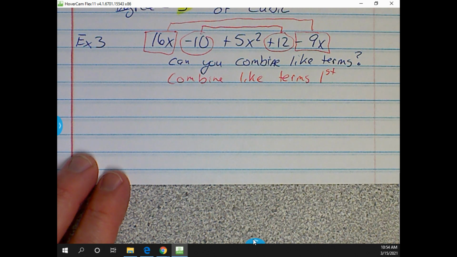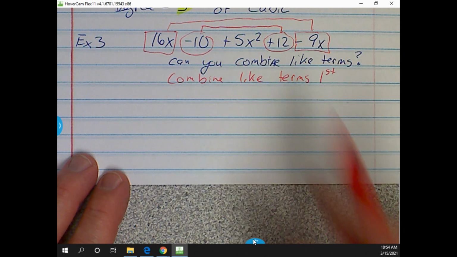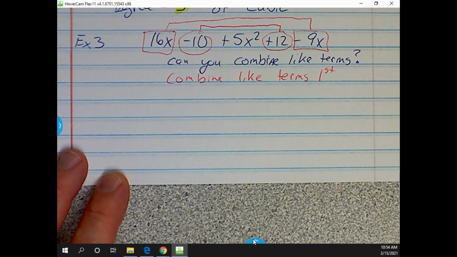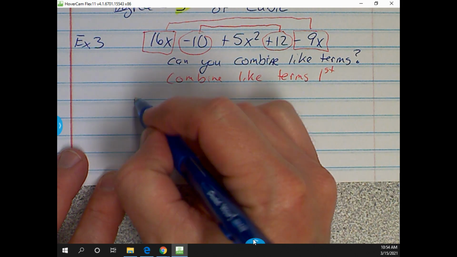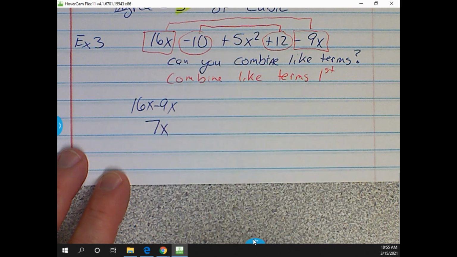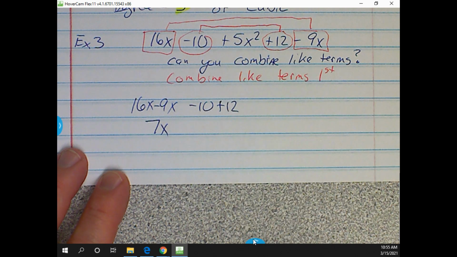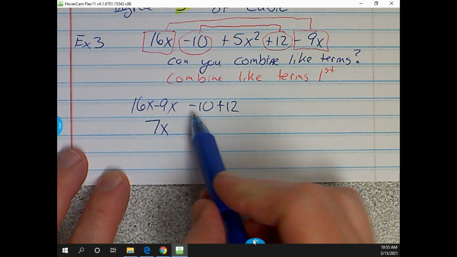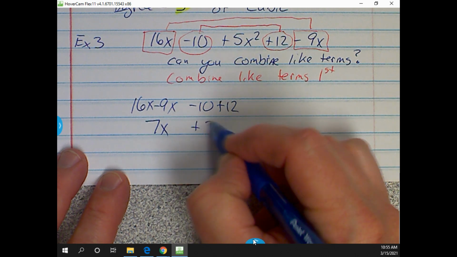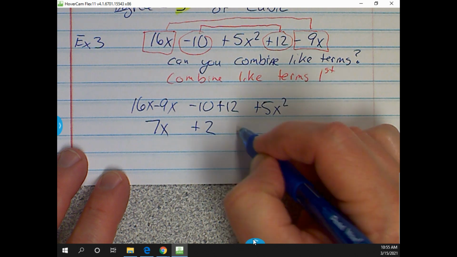Because a lot of times people say, oh, well, there's 5 terms. Because if we go back and start counting all the numbers, there's 1, 2, 3, 4, there's our 5. But if you actually put these together, if you do 16x minus 9x, you combine those two together and make that 7x. You've got negative 10 plus 12, which you can make plus 2. And then you've got the 5x squared that's hanging out on the end of it there.